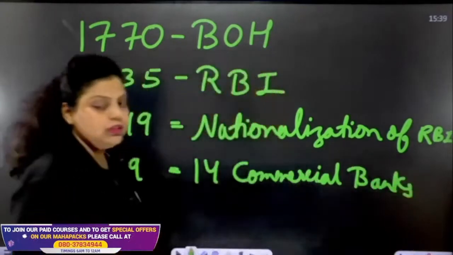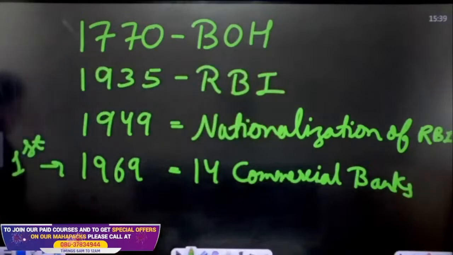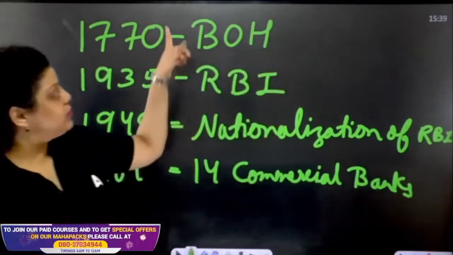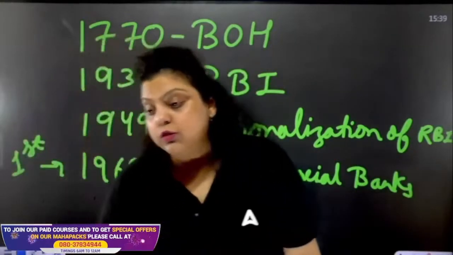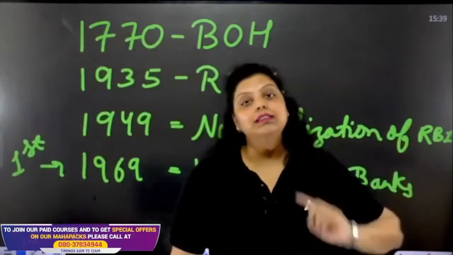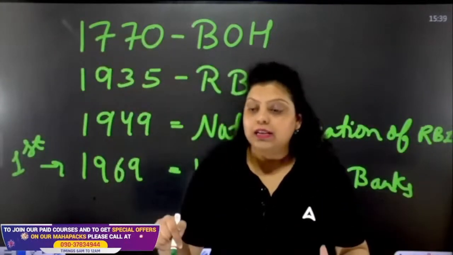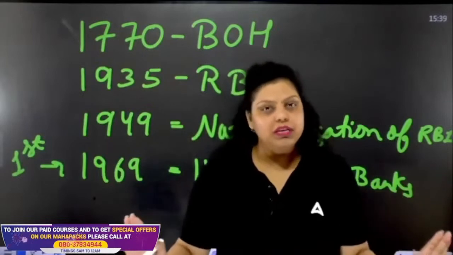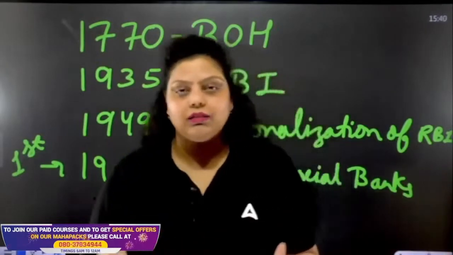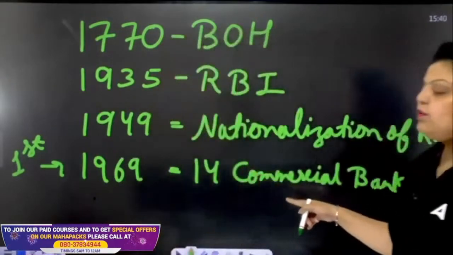How many commercial banks were there? 14 commercial banks were nationalized. Now, why only 14? The first bank of India was Bank of Hindustan, which was established in the year 1770. Since then, till 1969, we had unlimited banks at that time also. But why only 14 banks?